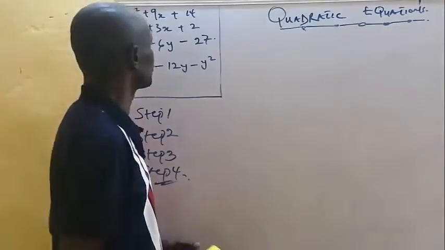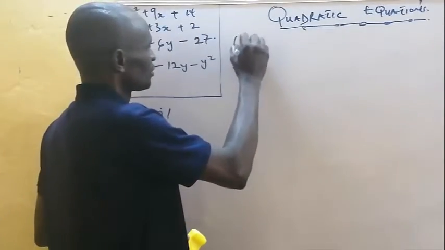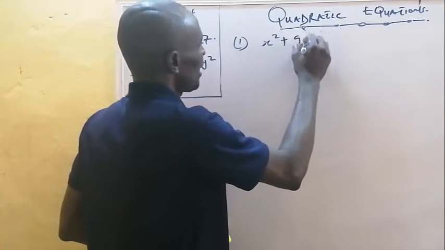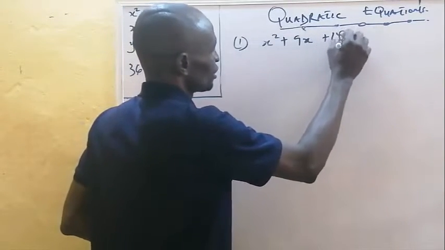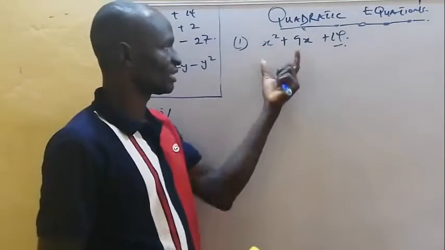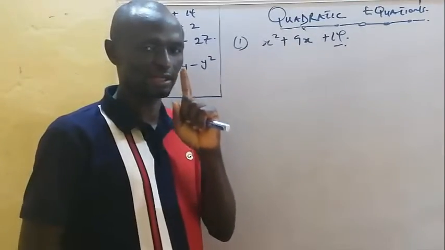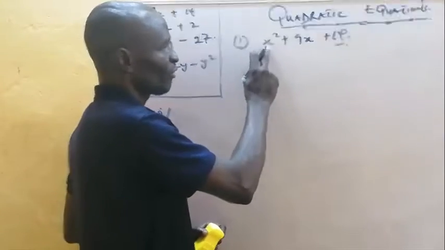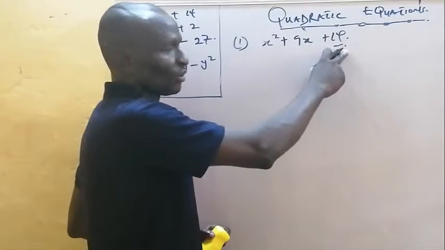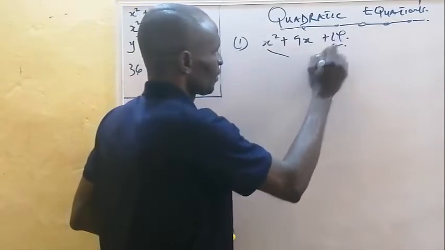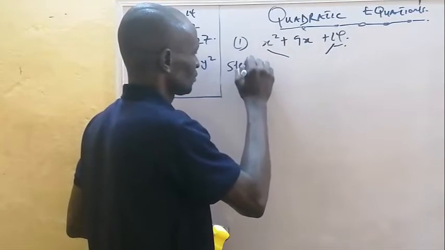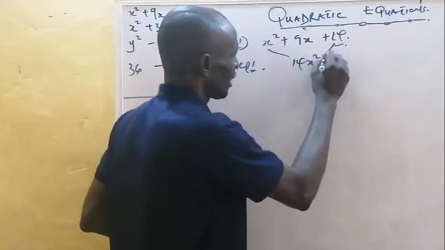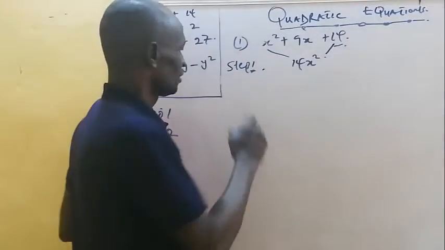Our first question, question 1: x² + 9x + 14. To solve this, remember our step 1. Step 1 says multiply the coefficient of x² and what? 14. That's 14x². Step 2.